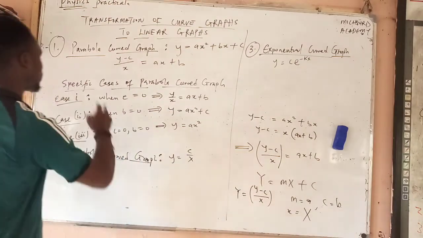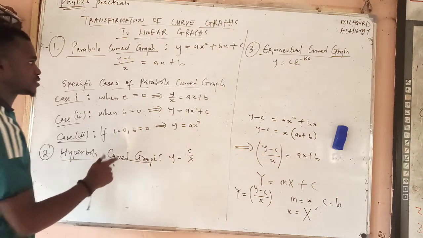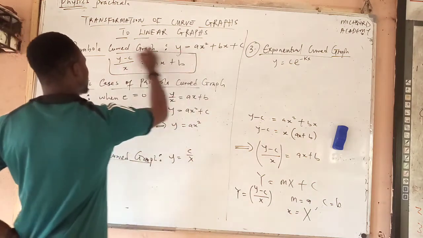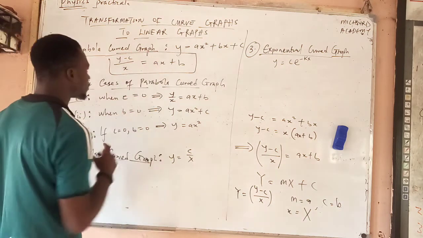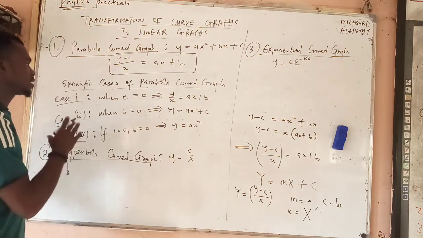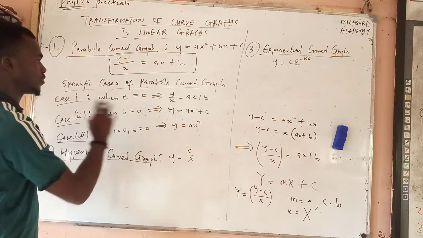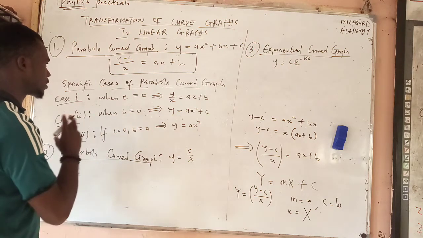Alright, so that is for the curve graph, how we can convert it. So what we have done here is that we have converted this into the linear form. Now we have specific cases of this parabola curve graph. So let us analyze them.